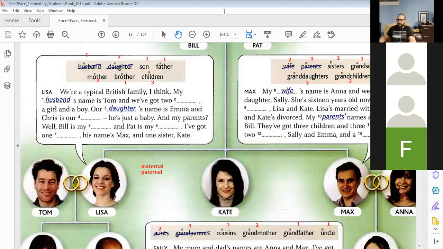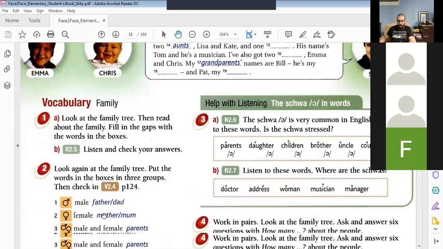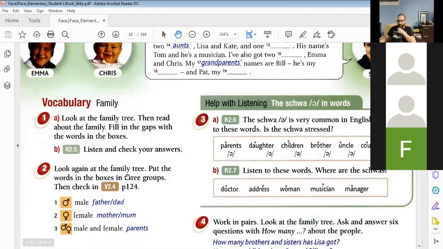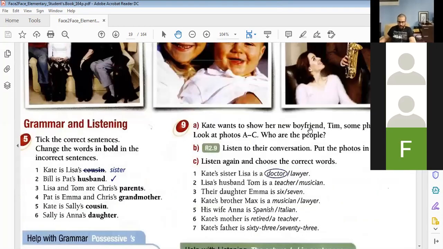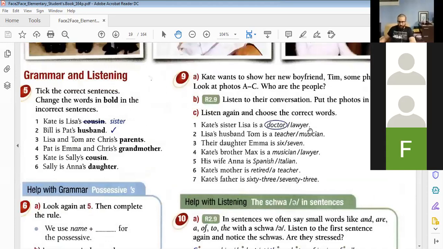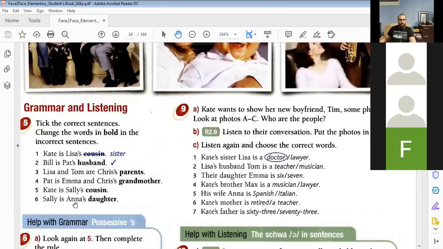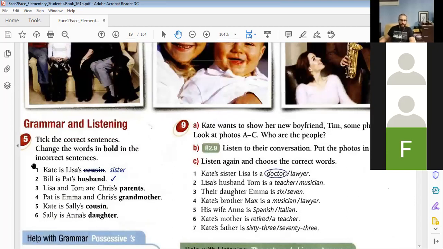Okay, so we can continue. Here we talked about family relationships, and whether they're male or female. Here we have a true and false exercise. From number 1 to 6, if it's correct, use a tick. If it's incorrect, we put a cross and correct it.